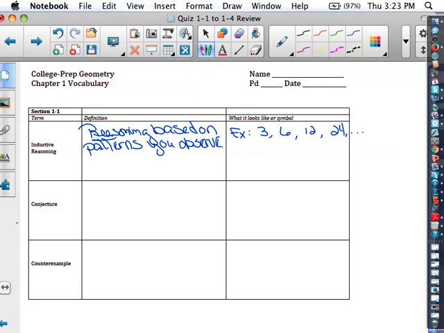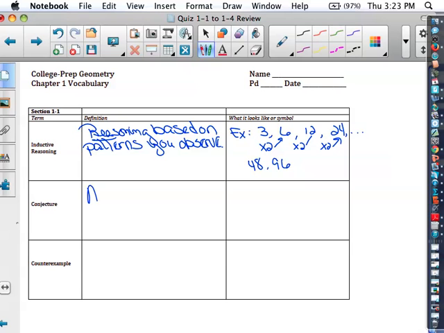So you would look at the pattern that's developed here. The second term is derived from taking the first term times 2, and then so on. Second term times 2 gives us a third term. Third term times 2 gives us a fourth term. So we could predict that the next 2 terms would be 48 and 96.